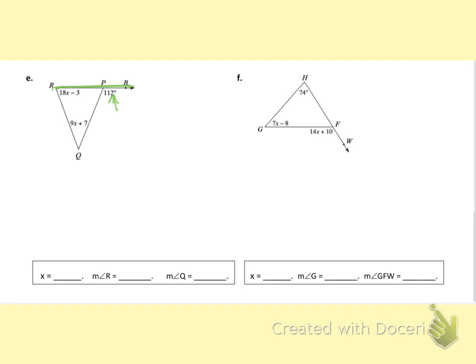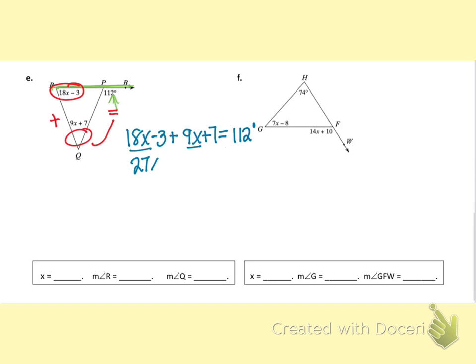And I know by that exterior angle theorem that if I take the two remote interior angles, which are in this case R and Q, and add them together, they're going to equal that exterior angle. So that's what my equation is going to say. It's going to say 18x minus 3 plus 9x plus 7, which is what those two angles are, will equal 112 degrees. I'm going to put my like terms together, which means I'm going to put the 18x and the 9x together, making 27x, and my constant terms together, negative 3 plus 7 is positive 4.